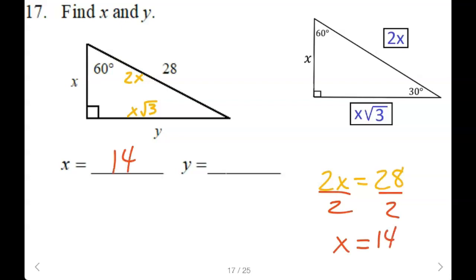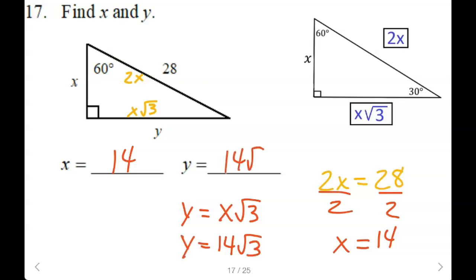So x is 14. y is equal to x square root 3, and now we know x is 14, so we can just say y is 14 square root 3. So we found both x and y.